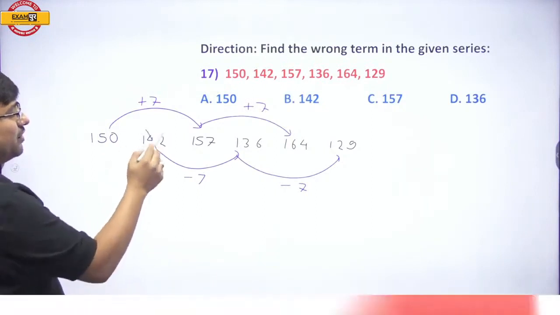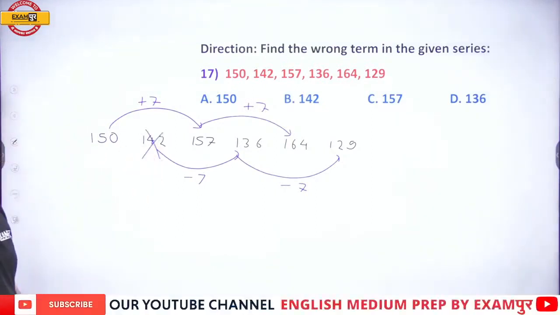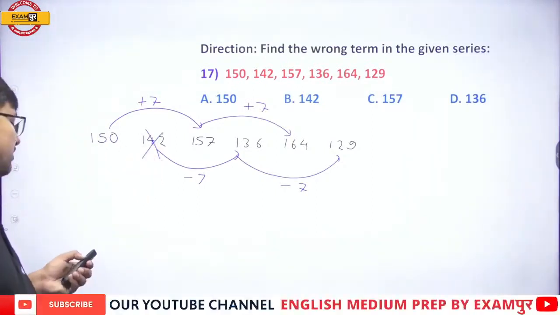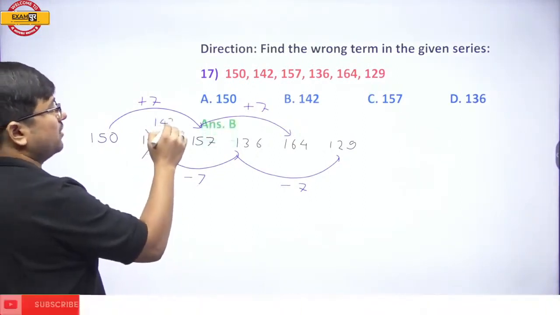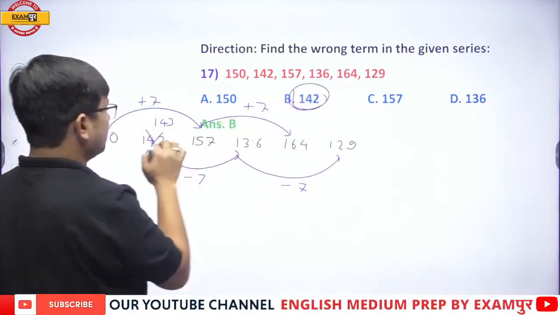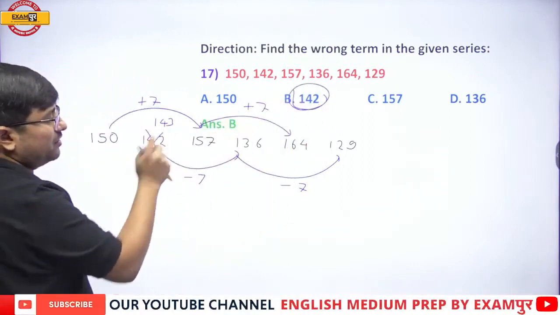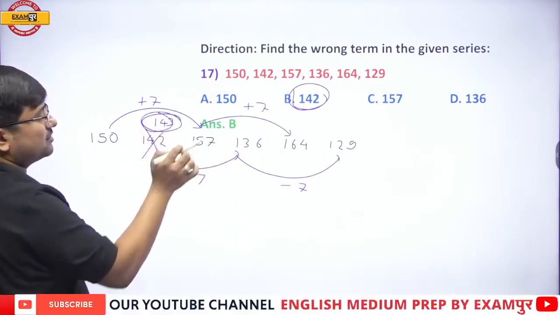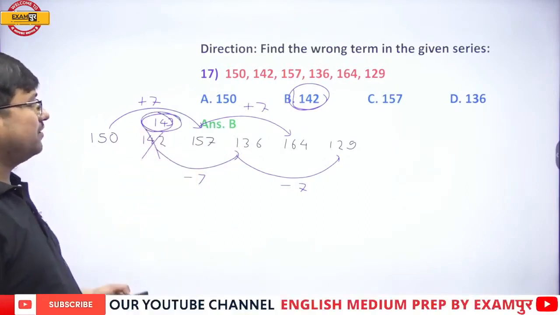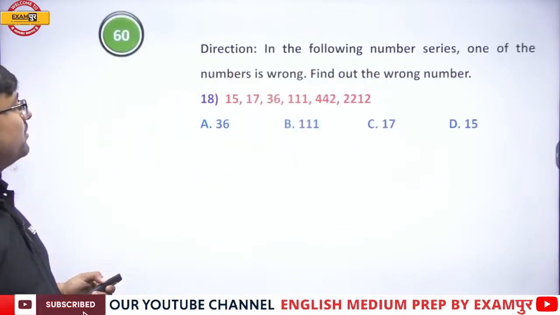So now what will be over here? This is the wrong term, okay? And in place of that, 143 should be there, because 142 minus 7 will not be giving you this. So 143 minus 7 will be there. All right, everyone? So therefore, the wrong term is option B.